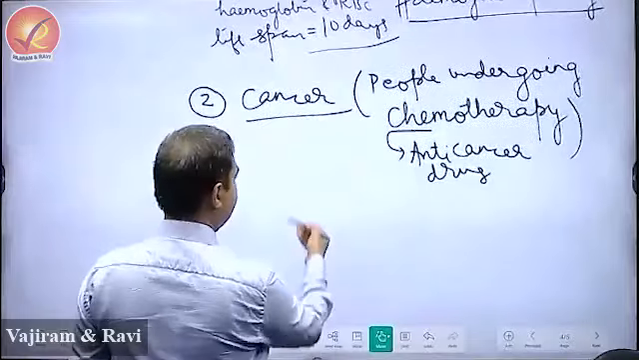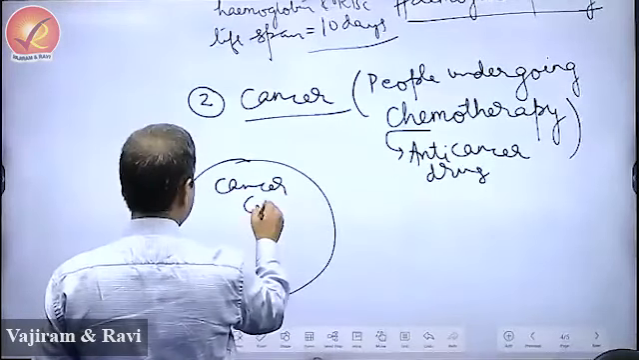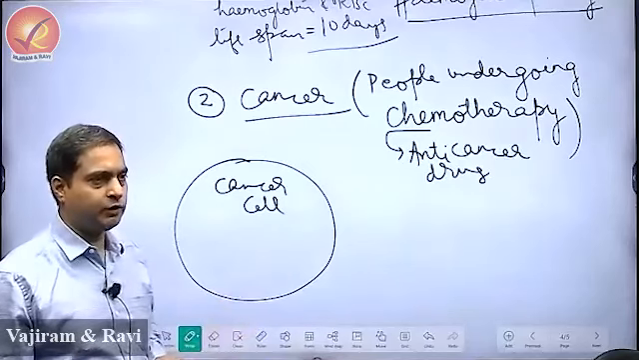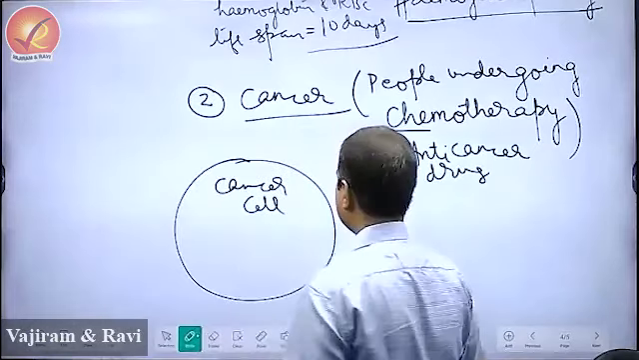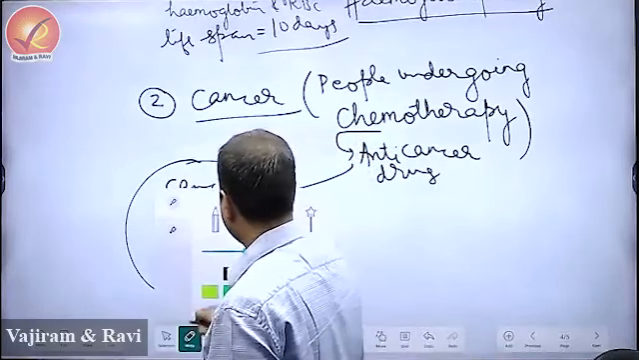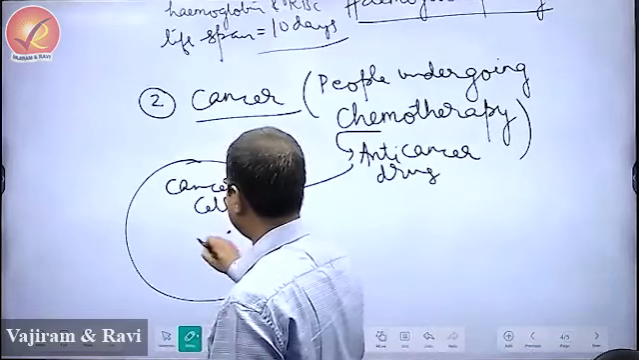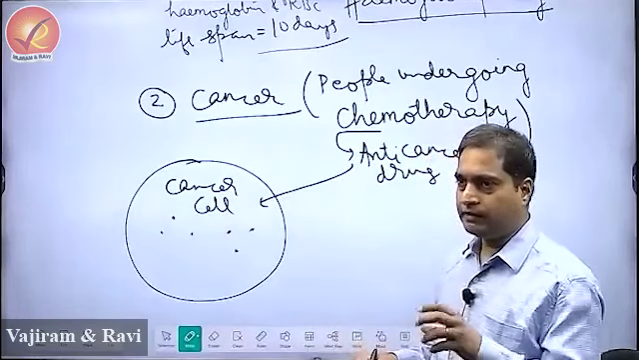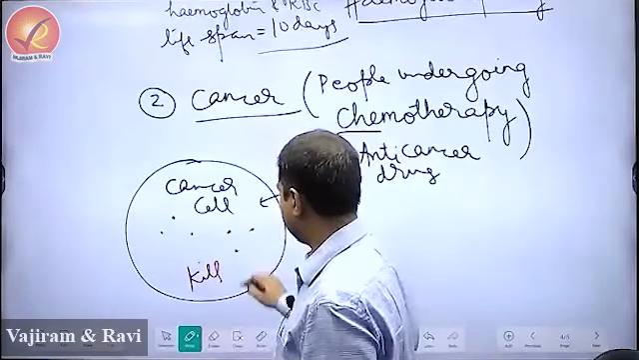However, when this anti-cancer drug molecule, suppose this is the cancer cell, these are showing uncontrolled cell division. They are showing what? Uncontrolled cell division. So these anti-cancer drug molecules enter your blood and then are absorbed by these fast dividing cells. This anti-cancer drug molecule will kill the cancer cells.